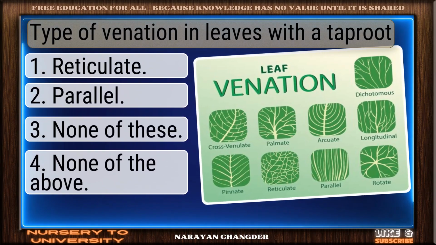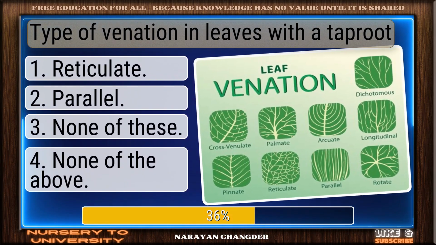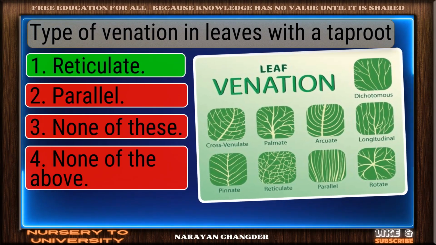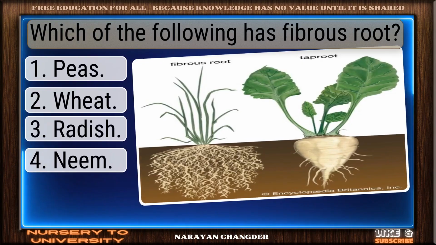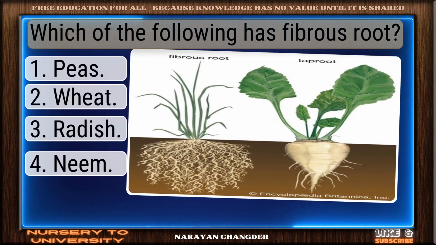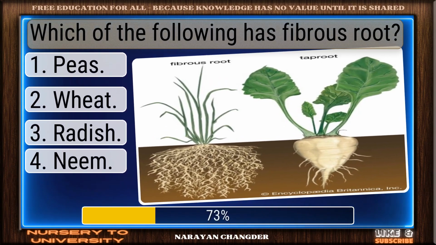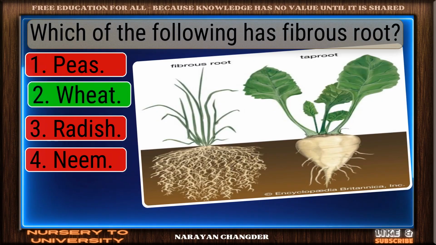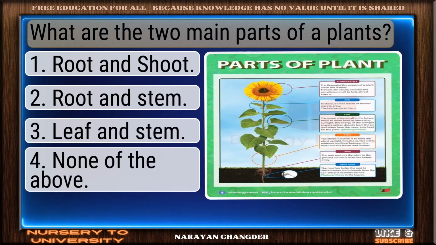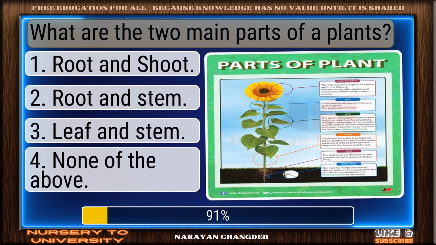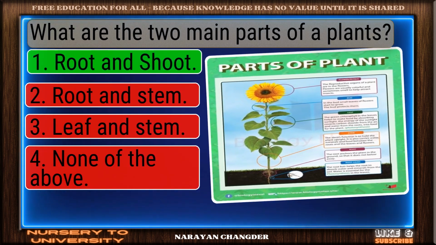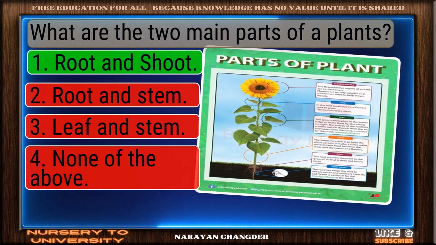Type of venation in leaves with a taproot. You got it. Your choice reticulate is right. Which of the following has fibrous root? Smart pick. Wheat is the correct choice. What are the 2 main parts of a plant? Well done. Root and shoot is the right choice.